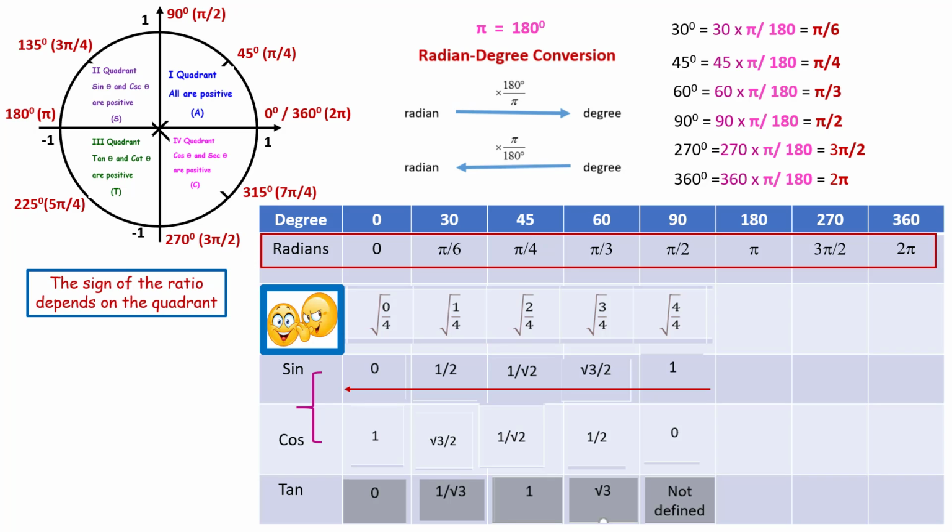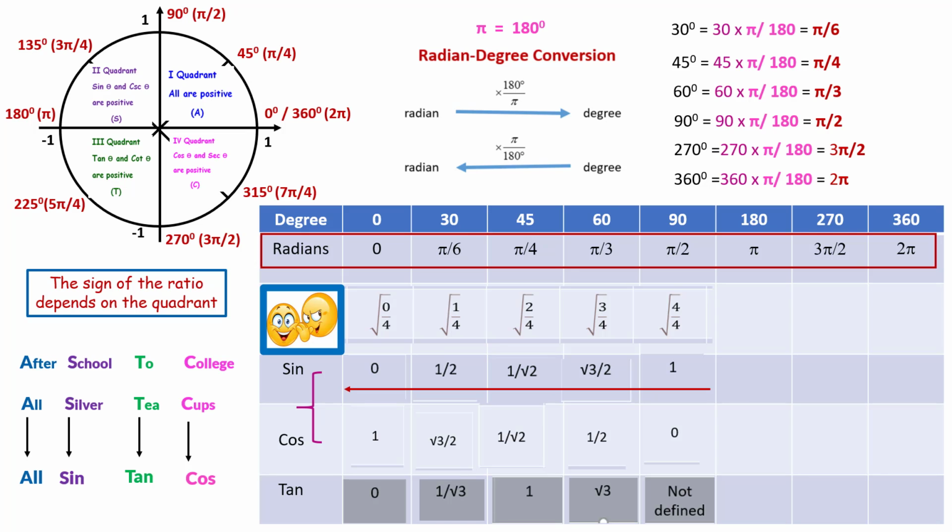How do you remember this? You have a mnemonic for that: After school to college, or All Silver Teacups. So All means in the first quadrant, all the trigonometric ratios are positive. In the second quadrant, only sine and cosecant, which is the reciprocal of sine, are positive. In the third quadrant, only tan and cot are positive. And in the fourth quadrant, cos and secant are positive.